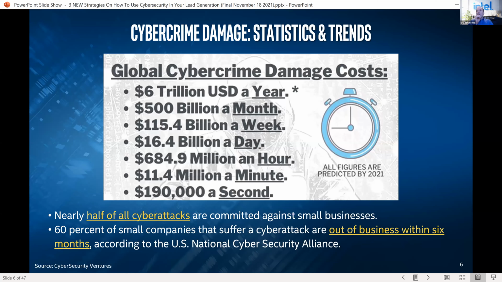So when we think about doing demand gen and messaging to defensive minded buyers, it can work for offensive too, but with defensive minded you have to give them clear, straight facts that get them to say, oh, it's something we should be looking at. You can see all the numbers here. I'll walk you down: 6 trillion on top, then 16.4 billion a day, 11.4 million a minute, and then $190,000 a second.